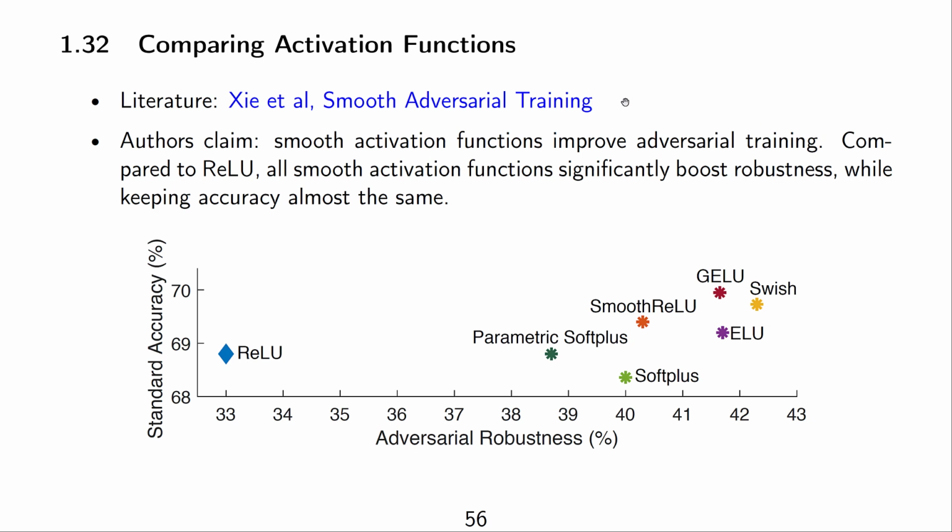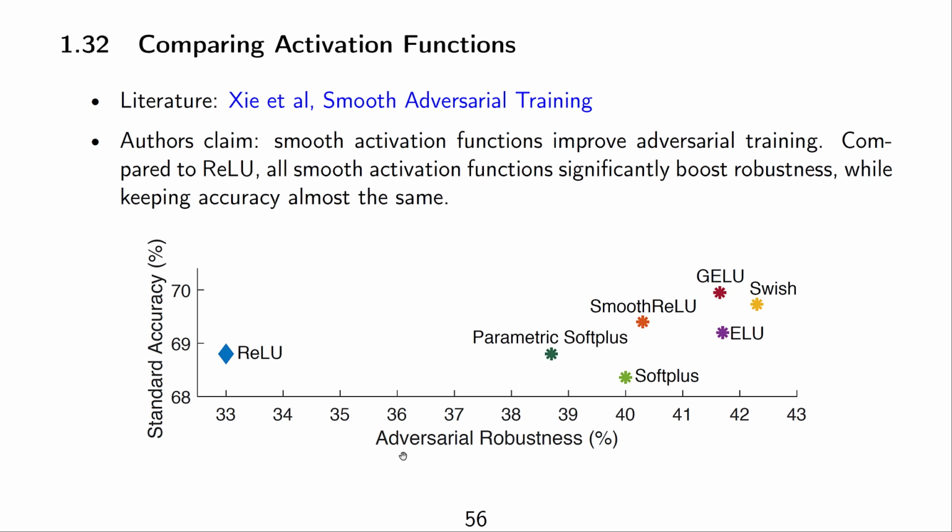So there's a paper called Smooth Adversarial Training, and here the authors claim that smooth activation functions really noticeably improve adversarial training. Now, we'll look briefly at what that is. Let's just look at the result.